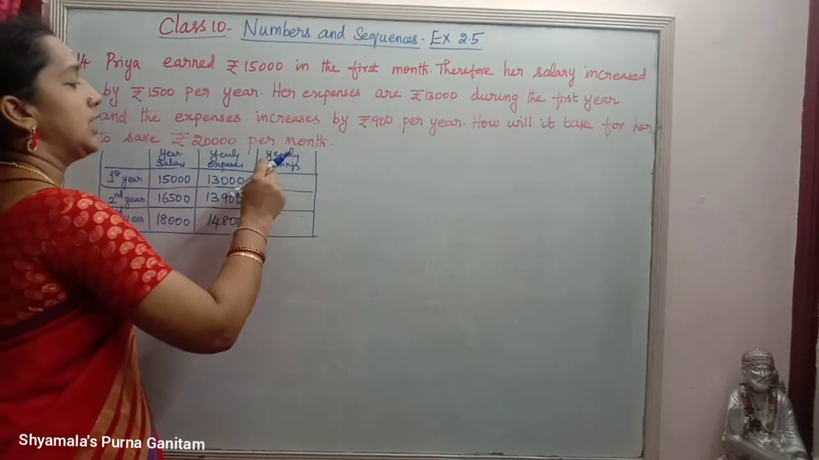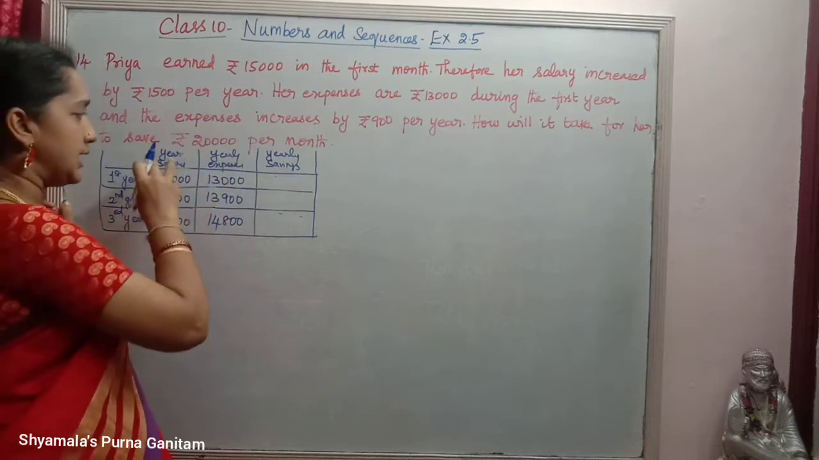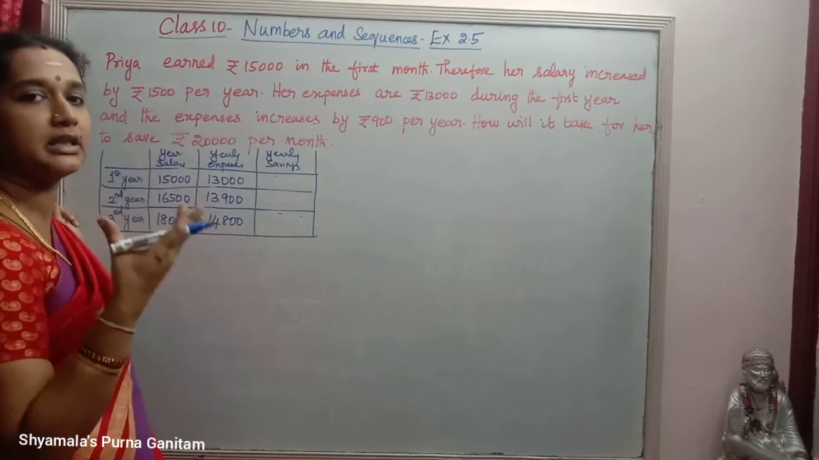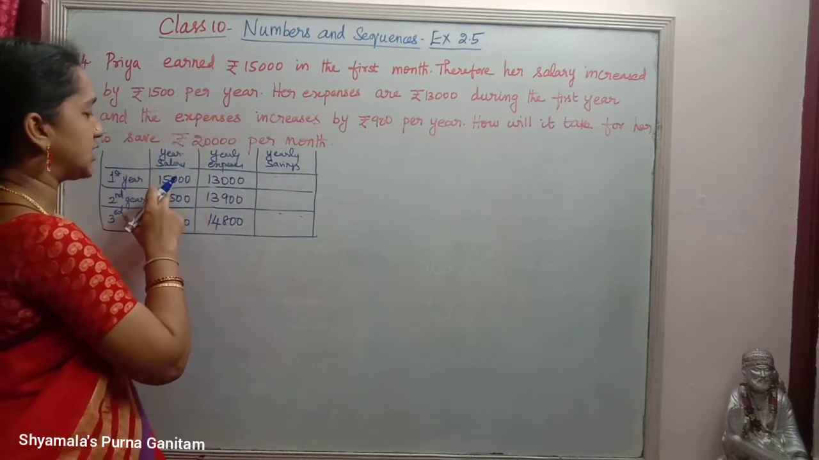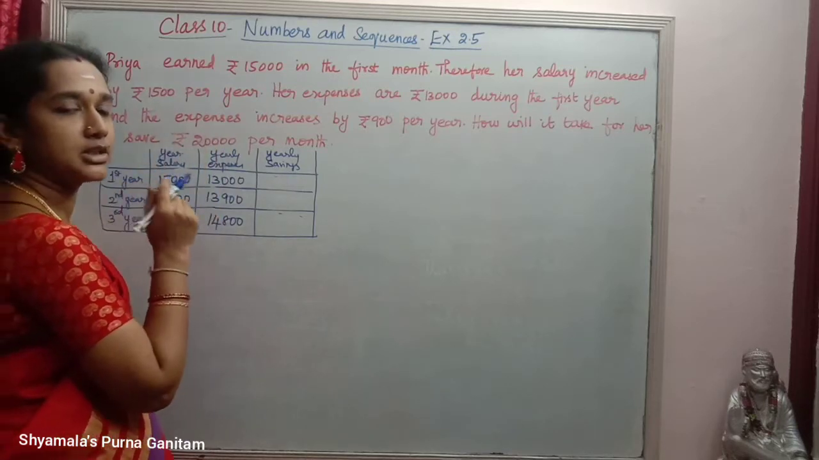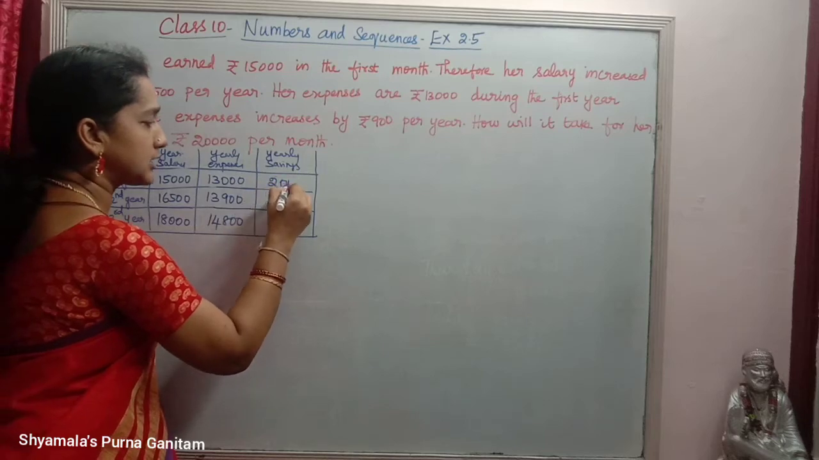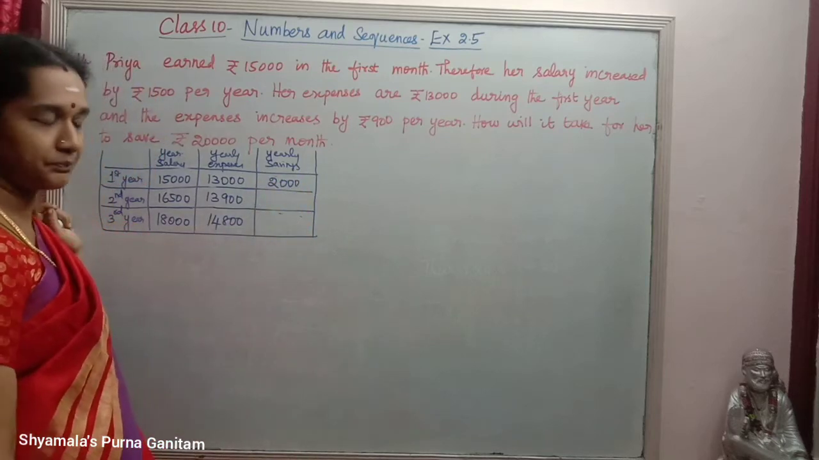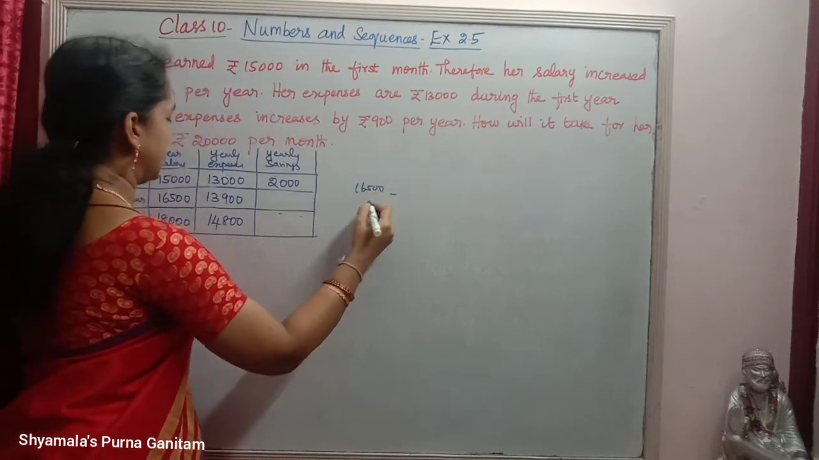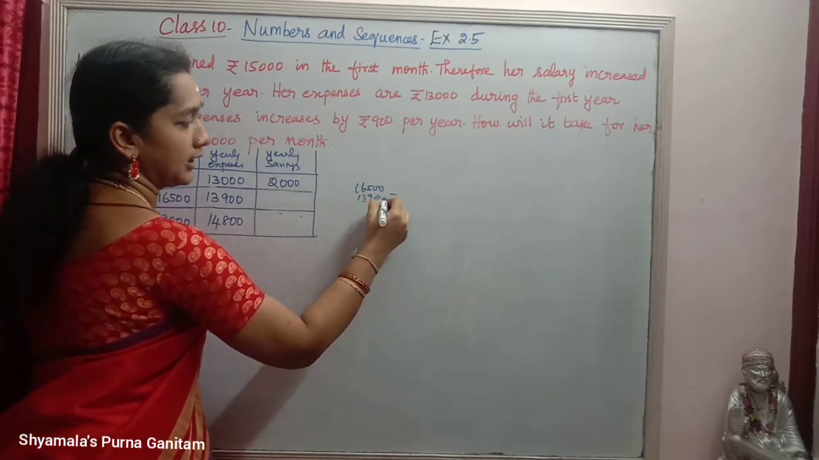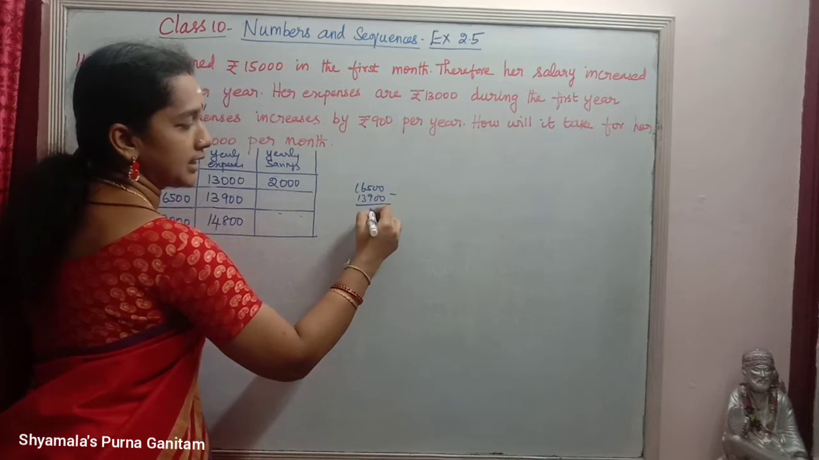So now, how the savings will be? Income minus expense. The remaining thing, whatever she is having, that is her savings. So first year the savings will be 15,000 minus 13,000. So first year savings will be 2,000. Second year is 16,500 minus 13,900. So what will be the savings?